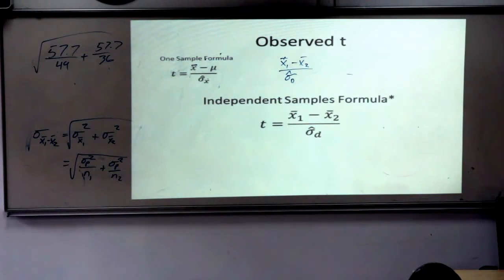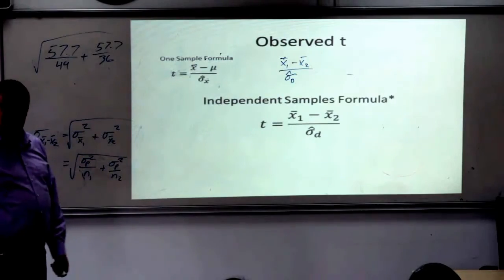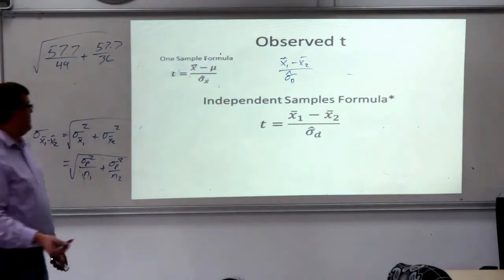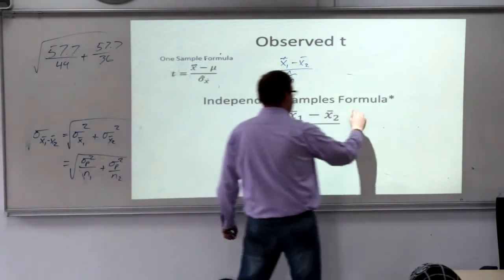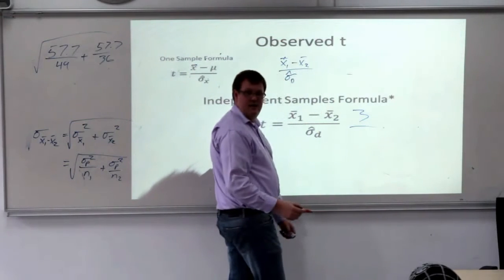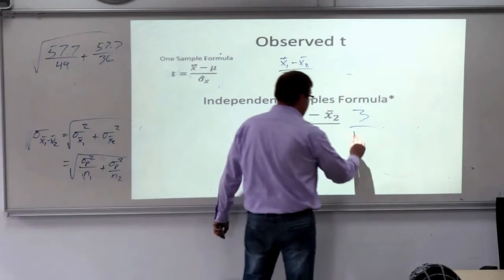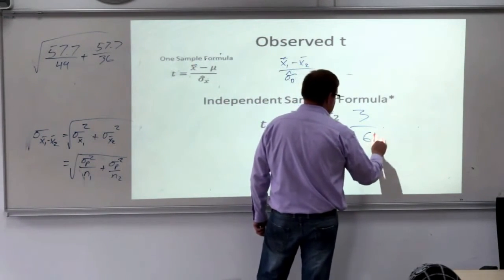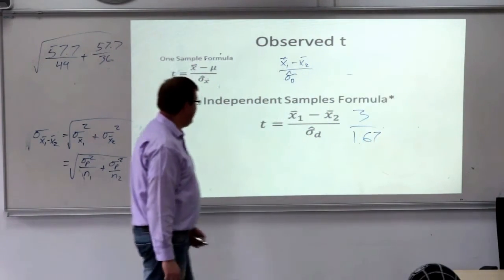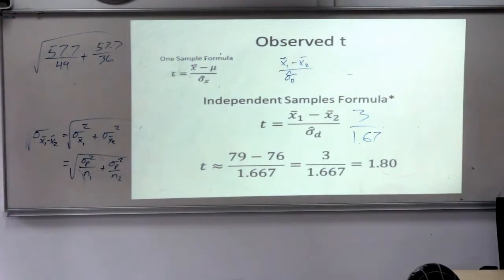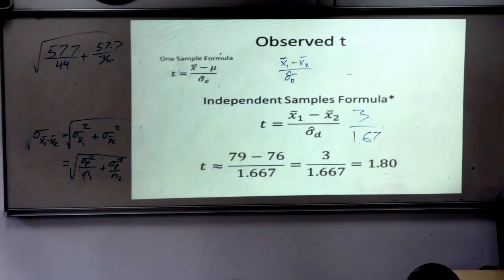So, what is this? What was x1 minus x2, or the mean of our first sample minus the mean of the second? It was 3. All right, so we have 3 divided by 6. Yeah, something like that. Good. Well, that's our t-value.